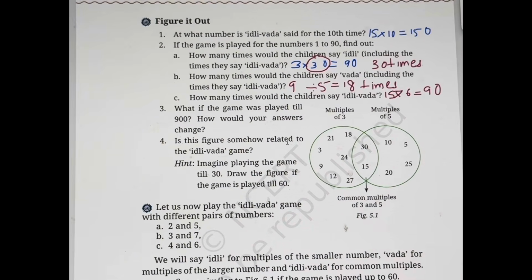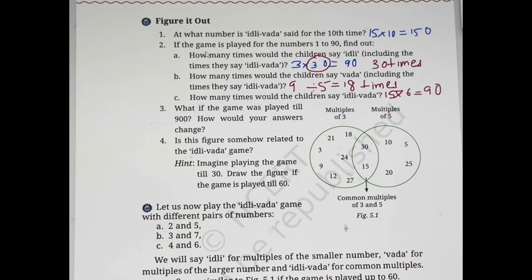Clear? Now question number 3. It is an interesting question. If you have understood question 2, question 3 would be easy. You should understand the pattern, that is important. So question number 3 says, what if the game was played till 900? Here in question 2 it was played till 90. In question 3 they said 900. So how would your answers change?